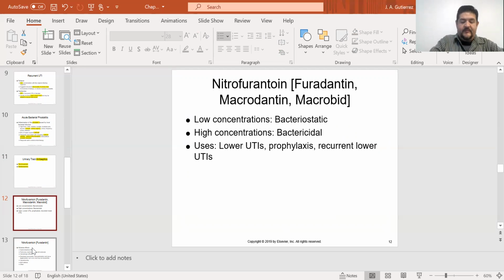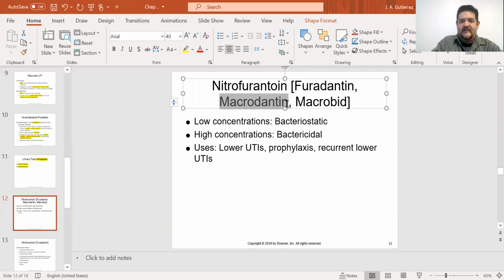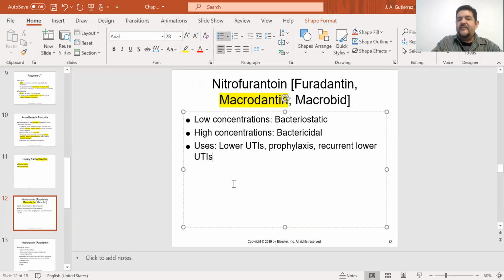Nitrofurantoin is a brand name. The most common one is Macrodantin. Depending on the concentration of this antiseptic, it can be bacteriostatic, and we have mentioned that means they don't kill the bacteria, but they don't allow it to multiply anymore. And a high concentration is going to be bactericidal. So that means high concentrations kill bacteria.